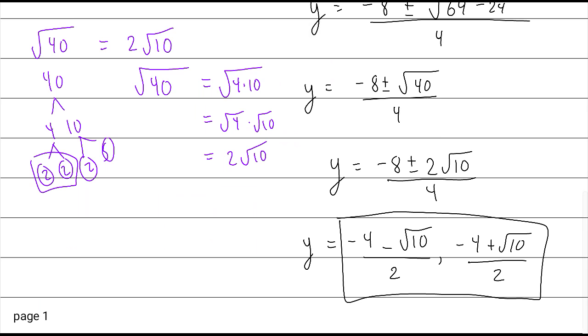Let's try another one without all the hand-holding. Maybe it won't be as bad. Okay, so here we go. -16x squared minus 1 is equal to 8x. Okay, and I want to do the same thing here. I can't have it equal to 8x. I need it to equal 0.